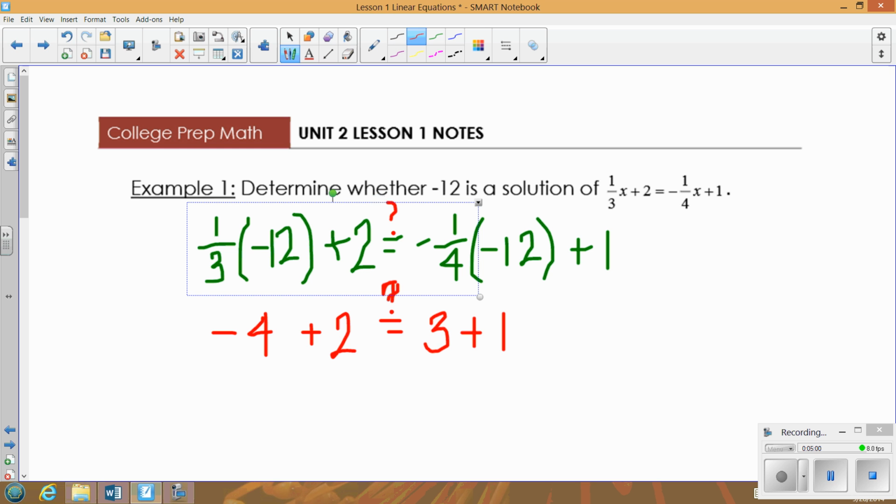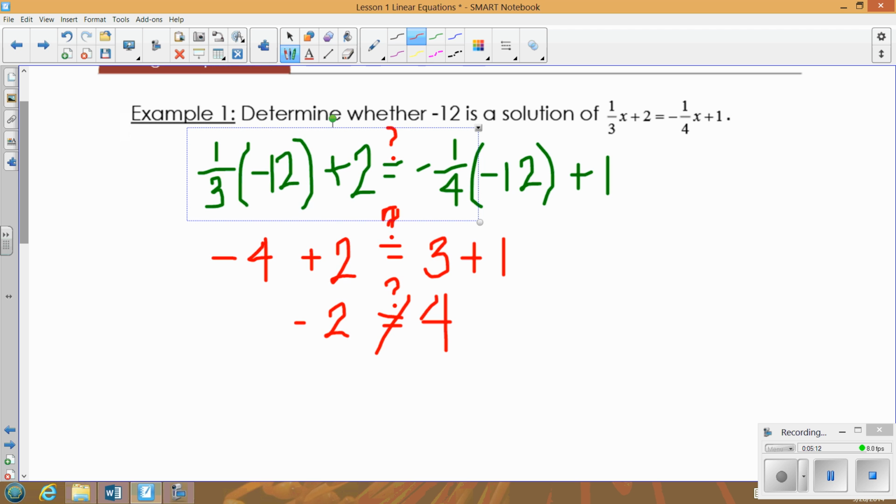Simplify the left-hand side here, which is negative 2. And then over on the right hand side, we get 4. So since negative 2 is not equal to 4, that tells me that negative 12 is not a solution. So we would say negative 12 is not a solution.